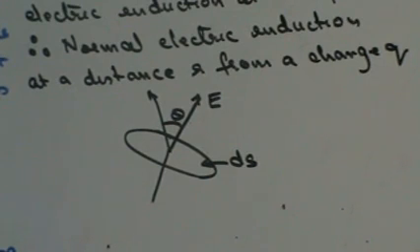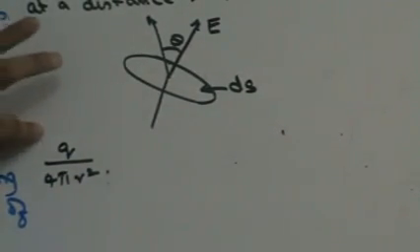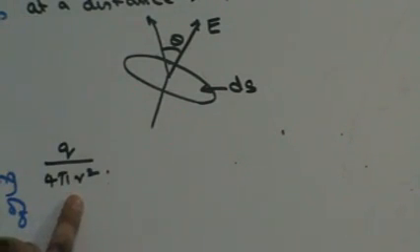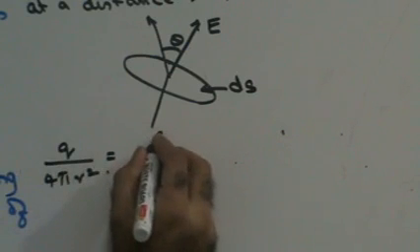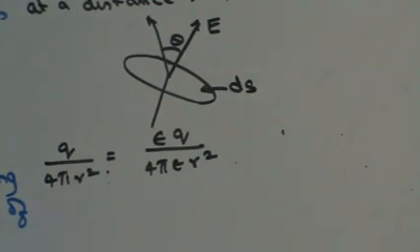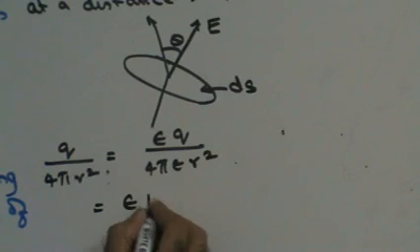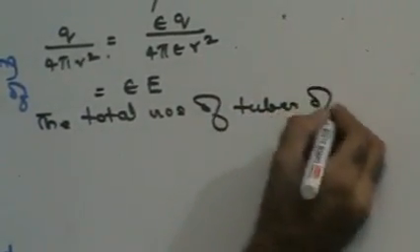In that case, I can say that normal electric induction at a distance r from a charge q will be q upon 4 pi r square, which is directly proportional to the charge, inversely proportional to the square of the distance, right? This should be multiplied by epsilon. So epsilon q upon 4 pi epsilon r square, right? But q upon 4 pi epsilon r square, we already said is electric intensity. So this is going to be equal to epsilon E, right? This is called as total number of tubes of induction.